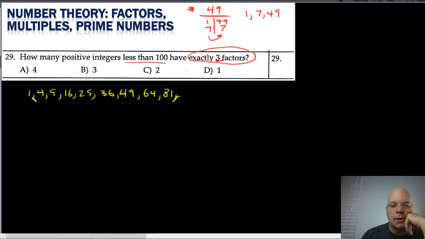There's something tricky here though. How many factors does 1 have? Only 1. How many factors does 4 have? Starting with 4, we have 3 factors. 9 has 3 factors. This is trickier than I thought. Perfect squares will have an odd number of factors, but they won't all have exactly 3. 4 does. 9 does.